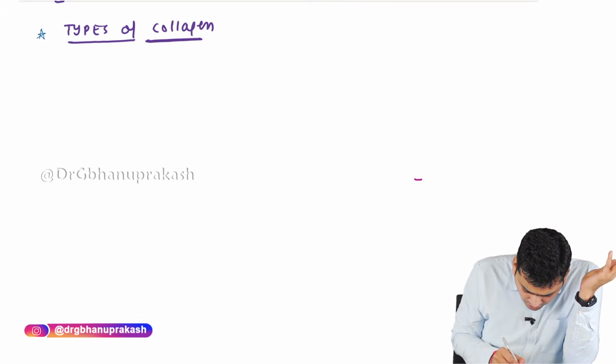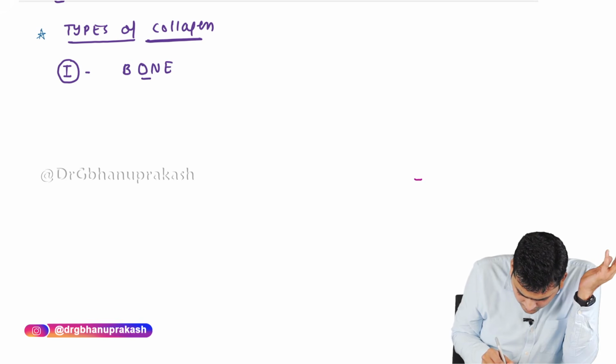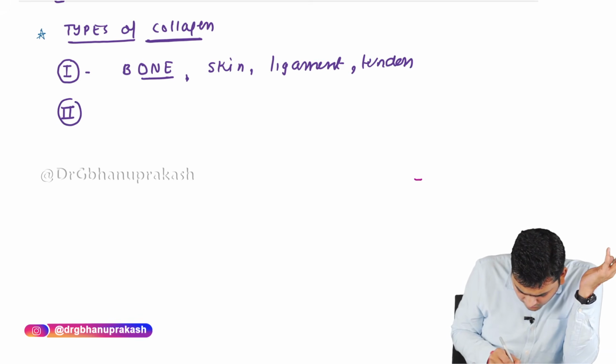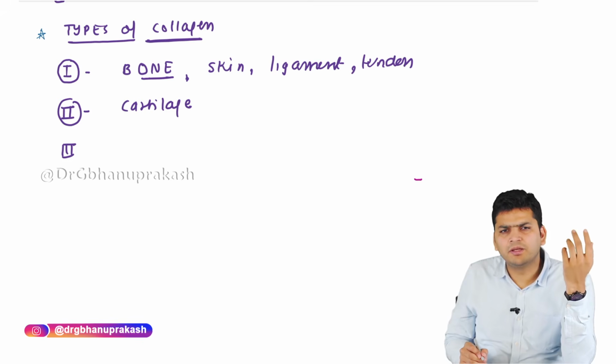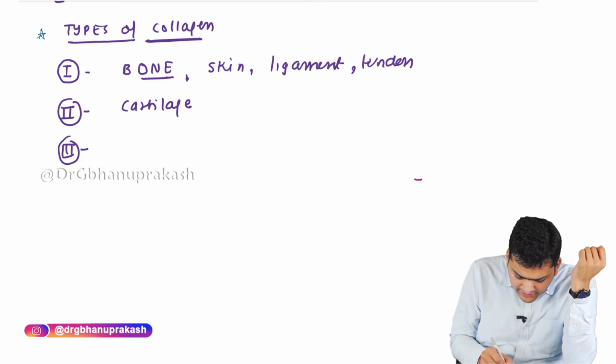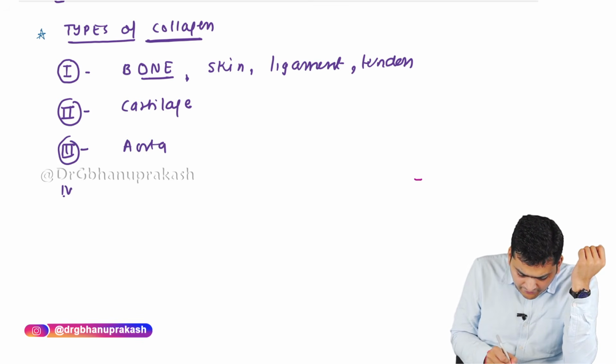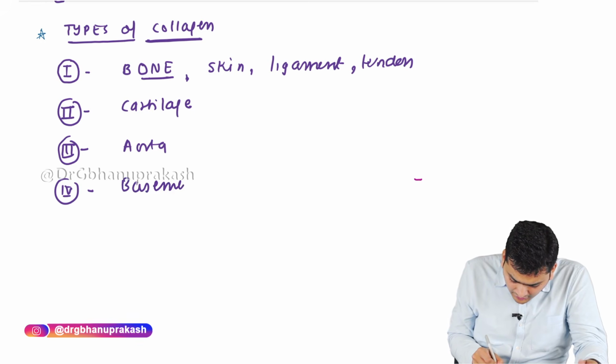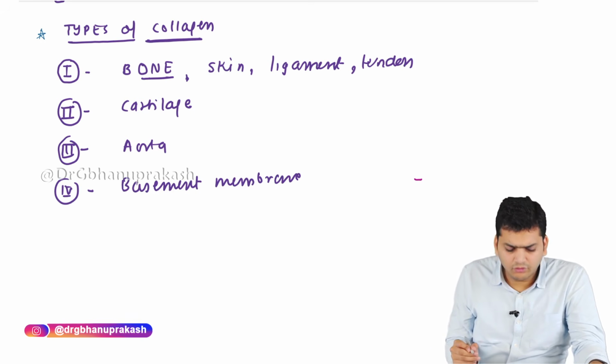Starting with the first one, collagen type 1. Type 1 is found in bone, skin, ligament, tendon. Collagen type 2 is found in cartilage. Type 3 is found in the major blood vessels such as the aorta. Type 4 is found in the basement membrane, the basement membrane which is there in the kidney and in the alveoli of the lung. So the basement membrane is type 4 collagen.